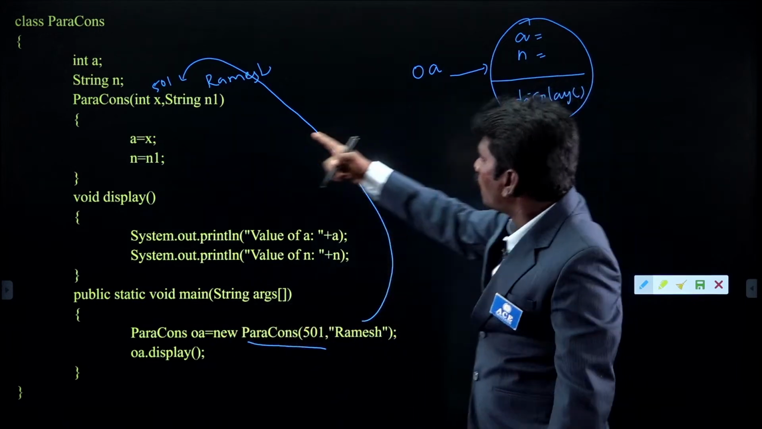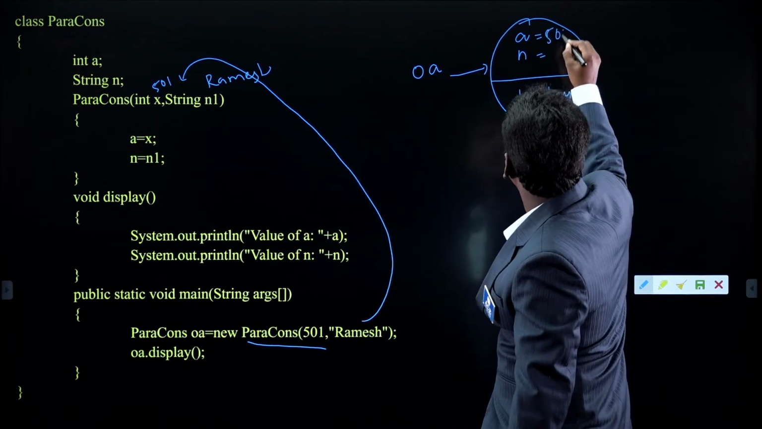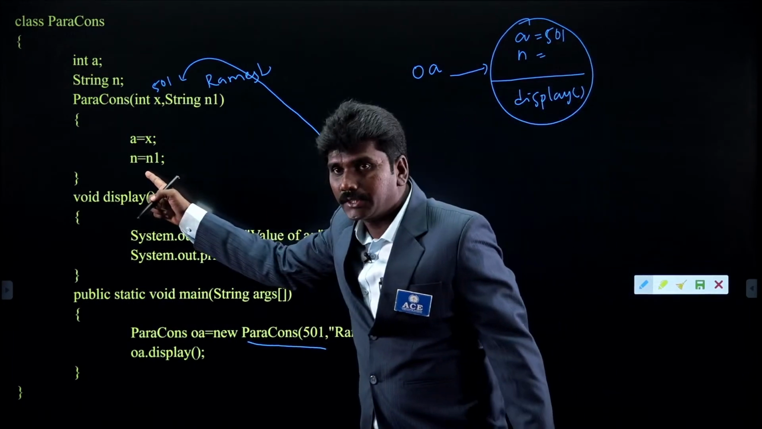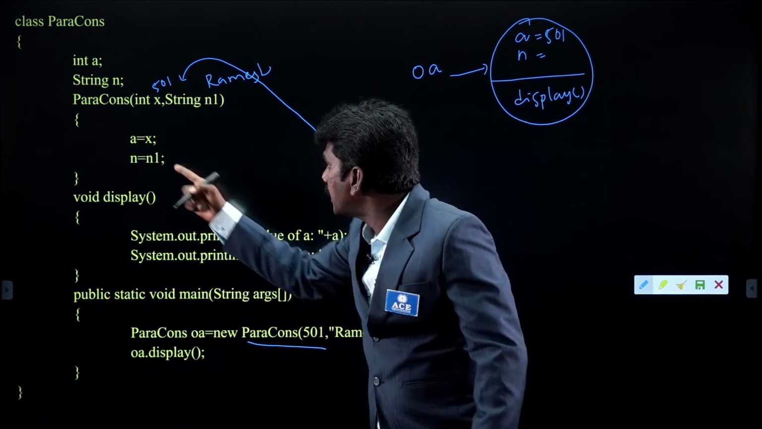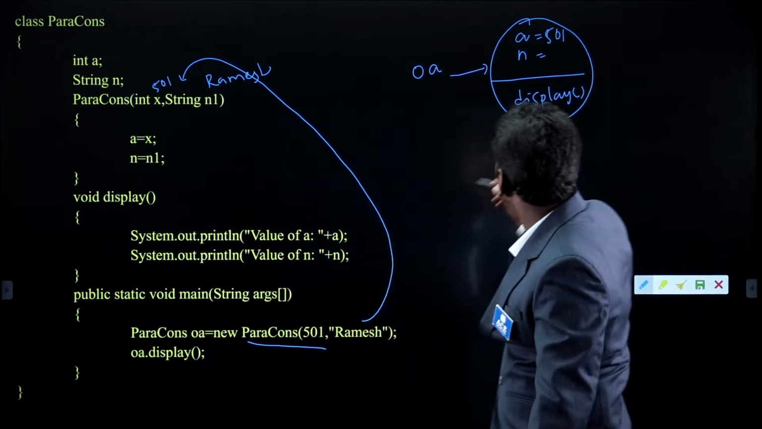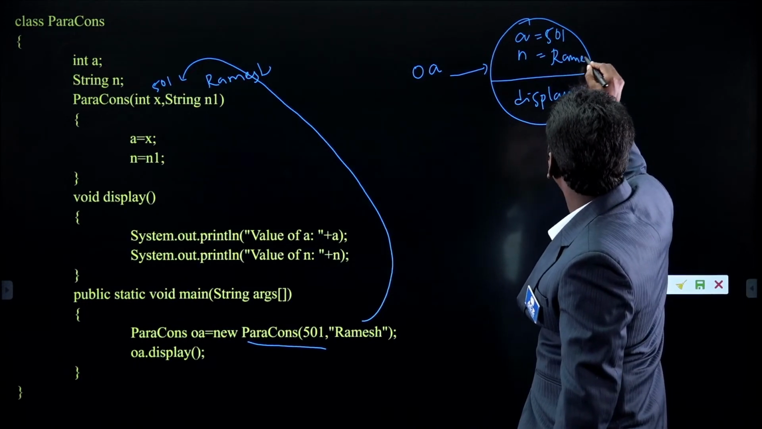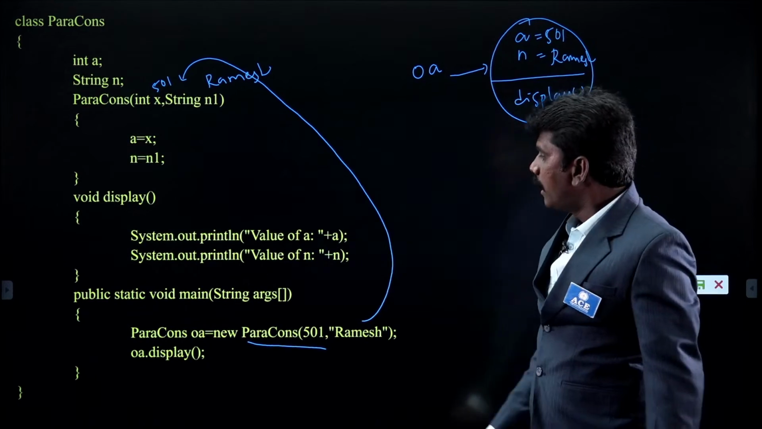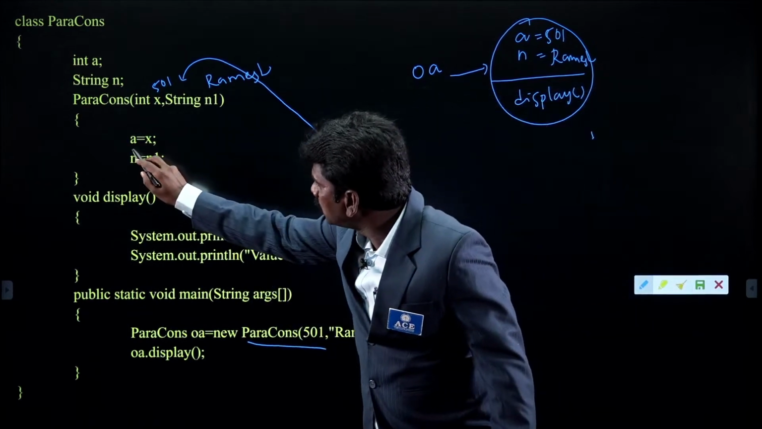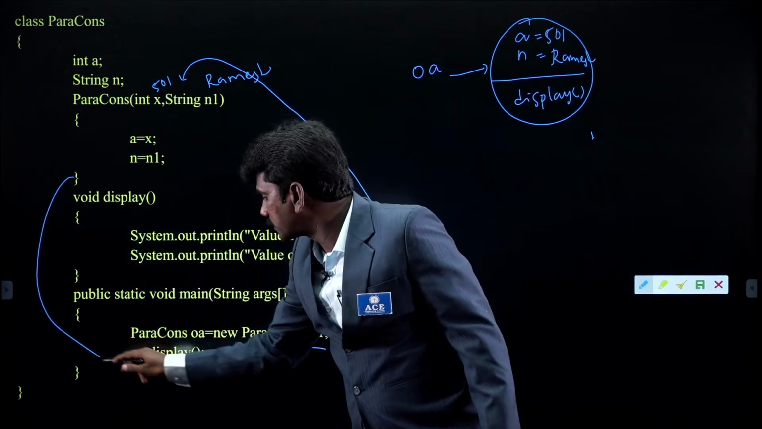Means OA, what is the a value? a is equal to x. x is equal to 501. And what about the next one? n is equal to n1. What is n1 here? Ramesh is n1. Means n is equal to Ramesh will be there. And so the initialization is done and the control will come back to the next line.